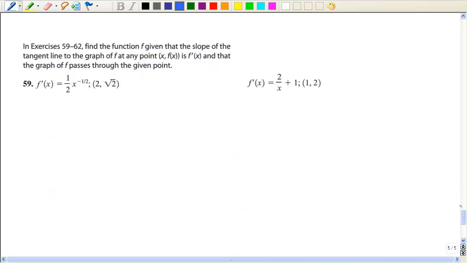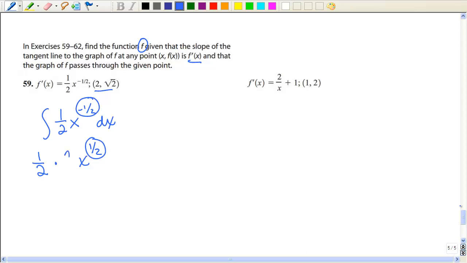Right? These last two problems ask us to find the function f, given that the slope of the tangent line to the graph of f at any point, that would be the derivative, is given, and they're giving you the point it passes through. This is exactly the same thing we just did. You want to find f by taking the antiderivative, right? So I want to leave that constant there, add 1 to the exponent, so that's a half, and then multiply by the reciprocal of that, that's 2, plus my constant.